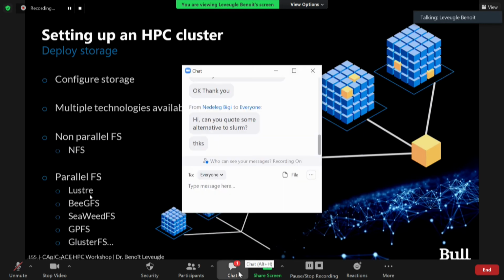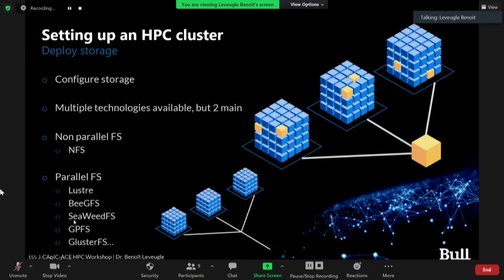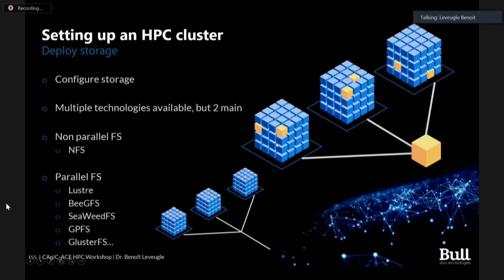For parallel file systems, we have Lustre, BeeGFS, MooseFS, GPFS, GlusterFS. Yes, there are a lot of them. So when you spread data, it's faster. It allows very fast storage. With NFS, you have very slow performance. With a parallel file system, you can use a lot of disks at the same time, so you have very high performance.